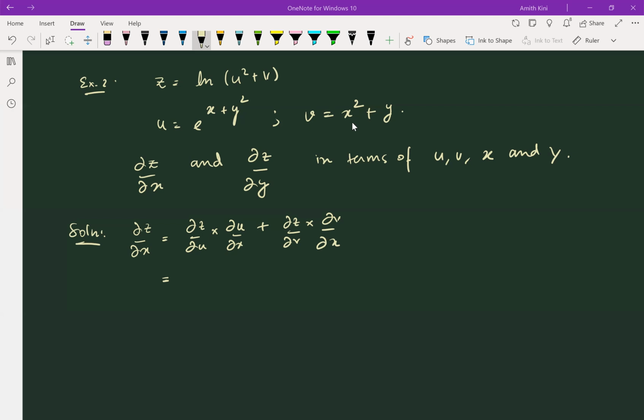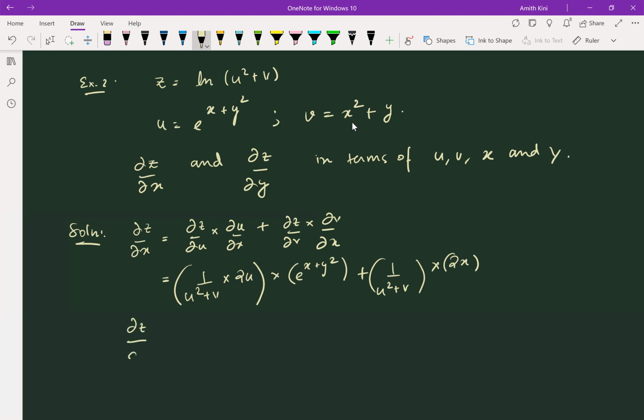Nishit, done? Yeah, done. Okay, so tell me, del z by del u is what? Del z by del u is 1 by u square plus v times 2u, and then del u by del x is e power x plus y square, and then plus 1 by u square plus v times 2x, because del v by del x is 2x.